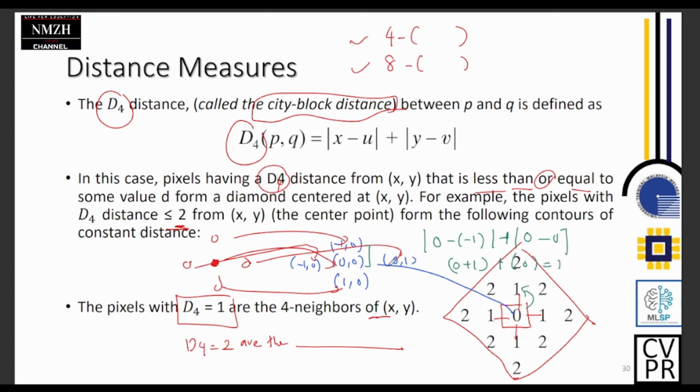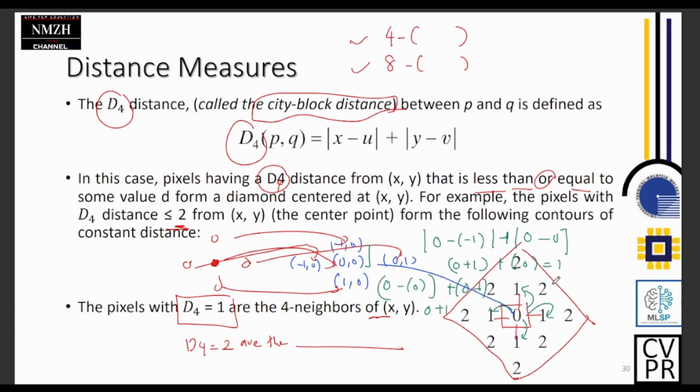Then we jump to the center to the right. So 0 minus 0 plus 0 minus 1, meaning 0 plus 1, so 1. That reflects this value. That is the idea of getting the diamond, guys. The same goes for this and this, by using the city block distance for P and Q.